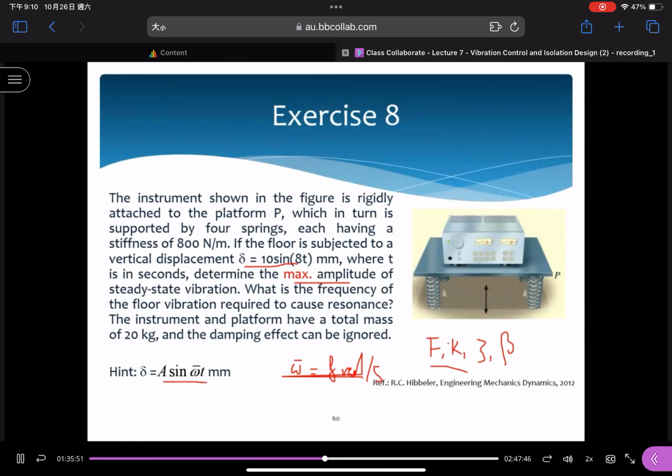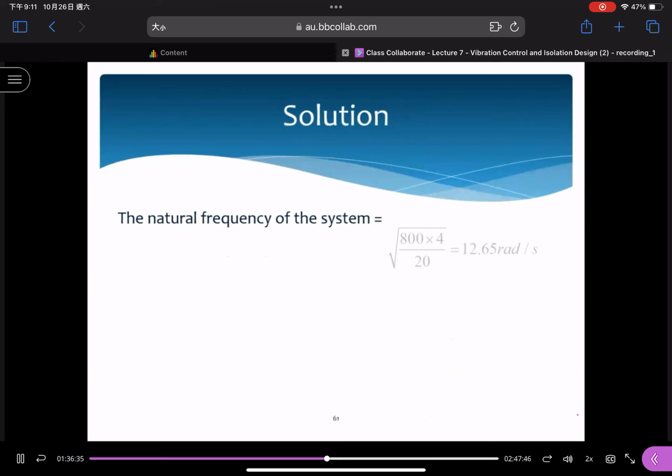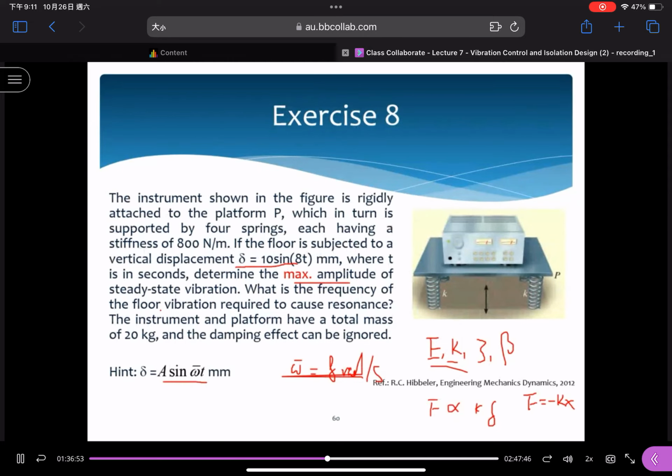Do we know F and k? Are they given in the question? Okay, go back to first principles. We just have the displacements. What's the relationship between F and k? F is proportional to k times sigma. When you consider this, F is equal to k times sigma, where sigma is the displacement and k is the stiffness. So based on that, the total stiffness of the system here is equal to 800 times 4. Why do we need to times 4? Because there are 4 springs here, correct? And the mass, what is the mass in this case? The mass is 20 kilograms.